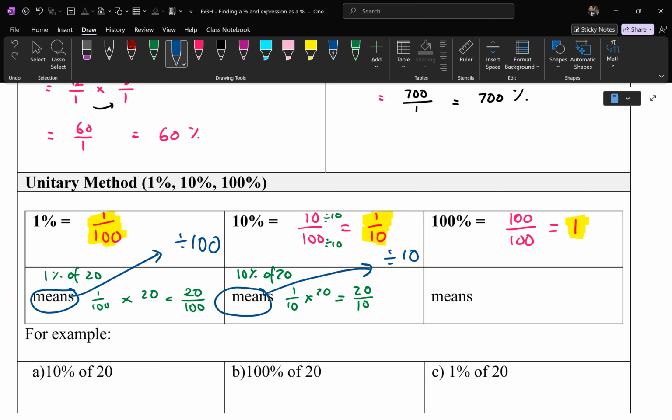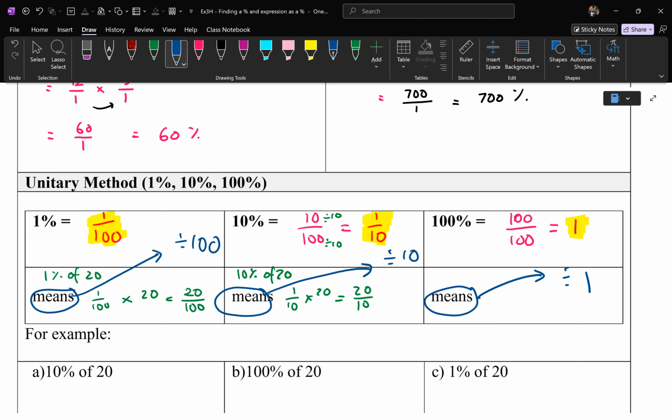20 divided by 10 is 2, not 5. 20 divided by 10 equals 2. So that means 10% of 20 is 2. So if it's $20 and they said 10% off, you know you're already taking off $2. That's how quick it is. Whereas 100%, well, obviously you're dividing it by 1. So you've got 3 tools to work out unitary method: 1%, 10%, and 100%. These are the 2 you're going to use the most: divide by 10 and divide by 100.